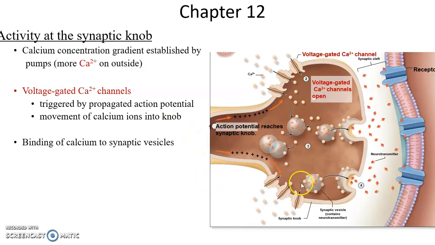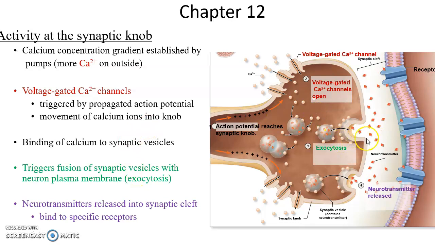All right, here is the synaptic knob. As we know, concentration of calcium ions means there's high concentration outside of the synaptic knob, low concentration inside. There is a calcium ion pump that's constantly pumping calcium ions out of the synaptic knob. But when the action potential arrives, the voltage-gated calcium ion channels open. Calcium ions flood in, overwhelming those pumps. The high concentrations of calcium ions allow them to bind to the synaptic vesicles, causing exocytosis and the release of the neurotransmitter into the synaptic cleft.